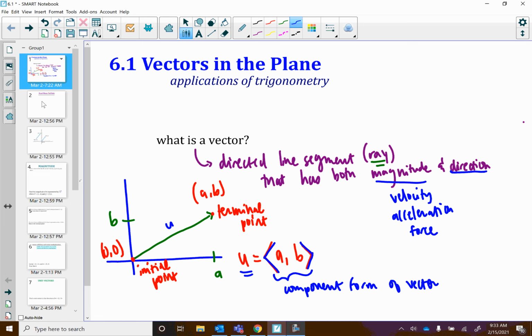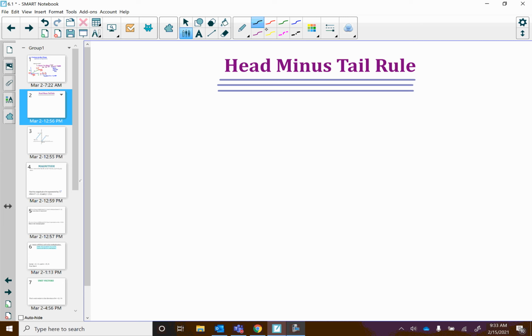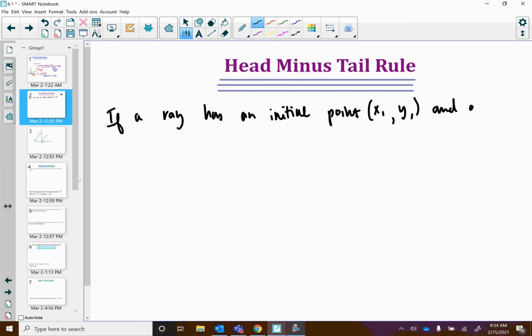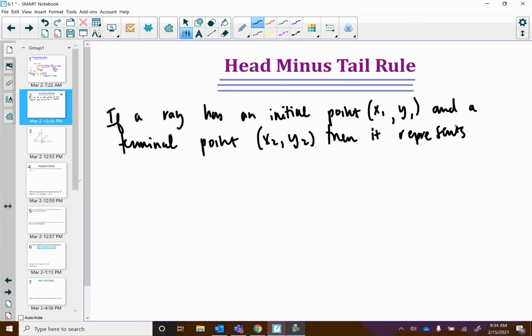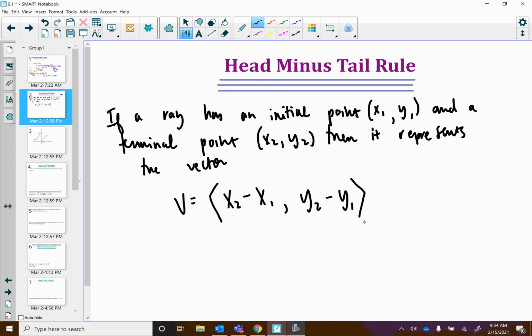So let's look at this a little bit more using something called the head minus tail rule. If a ray has an initial point (x1, y1) and a terminal point, you guessed it, (x2, y2), then it represents the vector, we'll say v, ⟨x2 minus x1, y2 minus y1⟩.